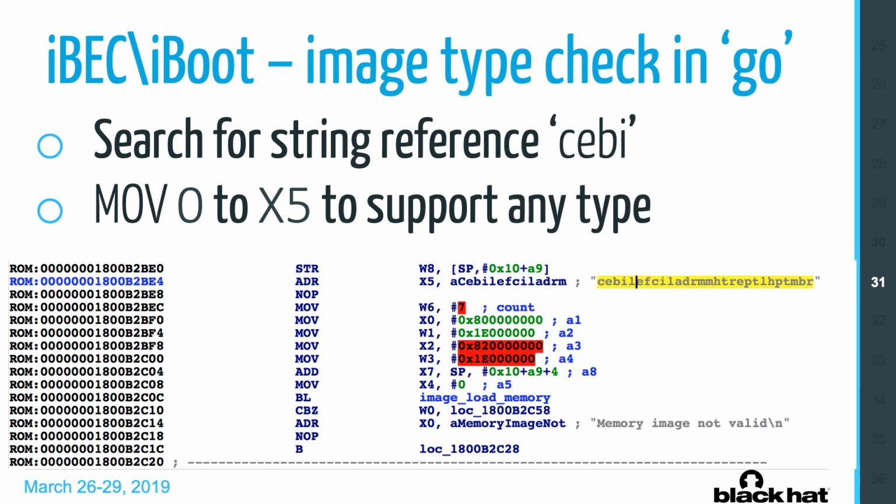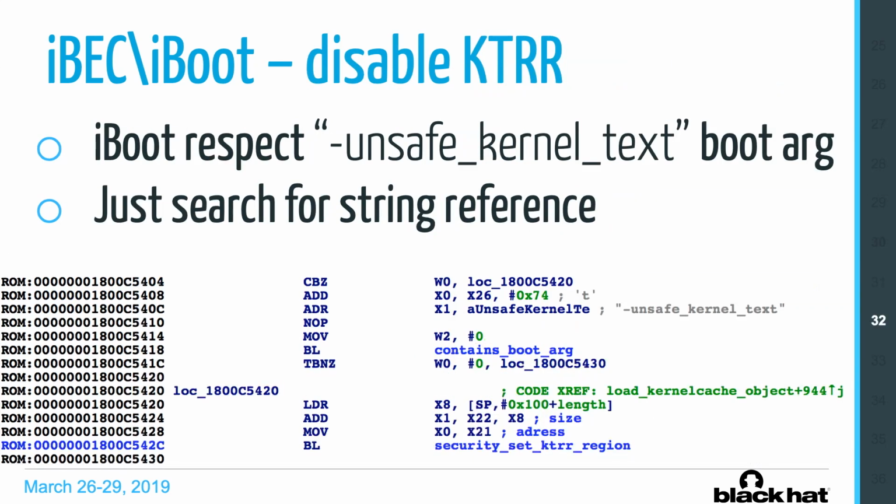So for example, if you look for the SEBI string, you will find a char array with all the supported tags. In the case of iOS 12.1, 7 tags are supported. And what this function is going to do is read the payload tag and compare it with the ones that are supported. So that's easy to fix. Just make sure we pass 0 instead of a pointer to the array, and we pass 0 as the count of supported tags, which means no tag is supported, which means every tag is supported.